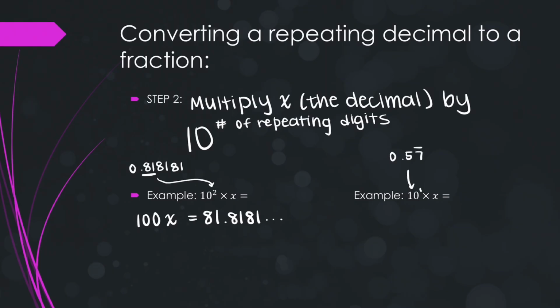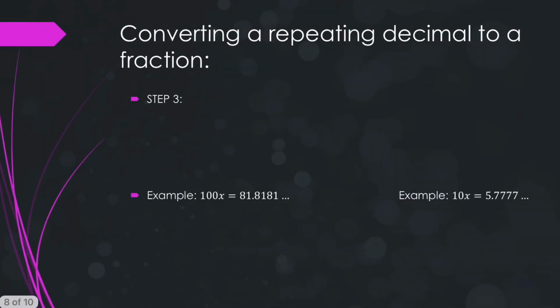Okay, in the next example, we only had 1 digit repeating. It was the 7. So it would be 10 to the first power, or 10x on the left side. And on the right side, since we're only moving the decimal 1 space, it would be 5.777. So it really helps to have both of these formats, because in the next step, we're going to be doing some algebra with that format.